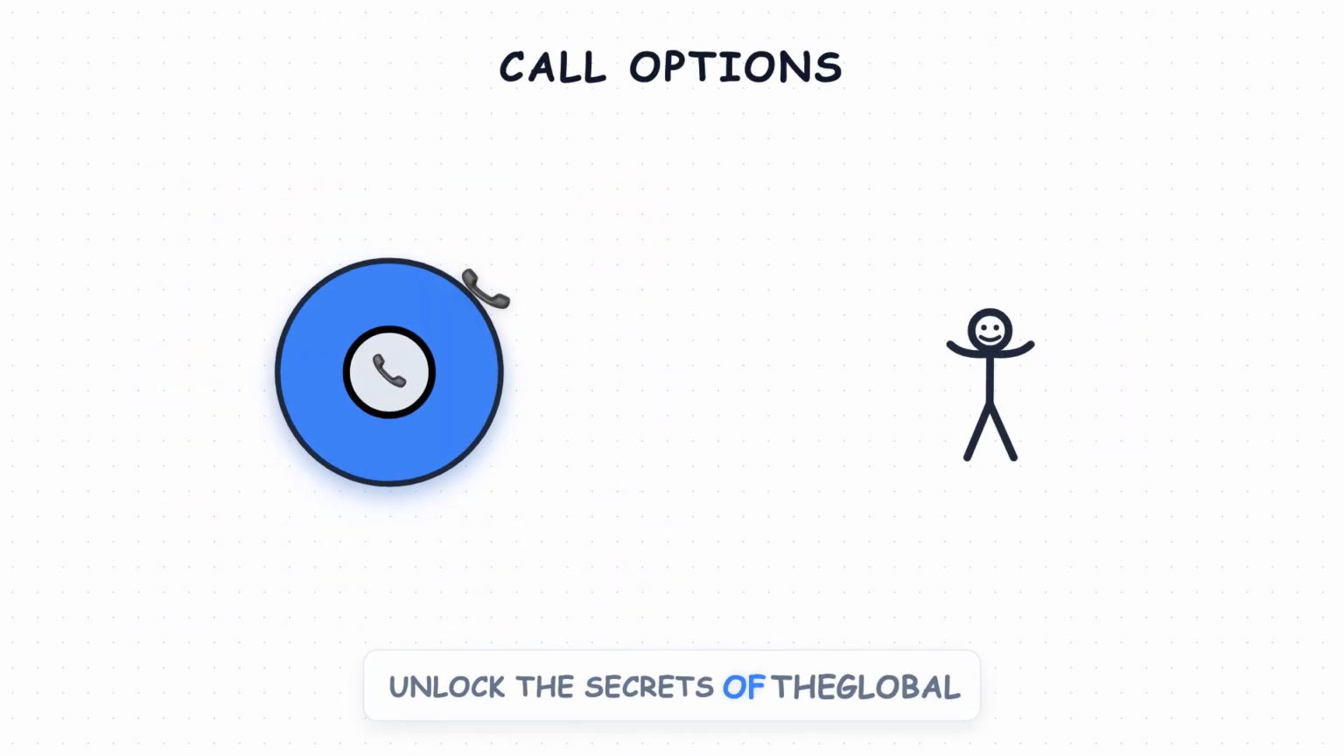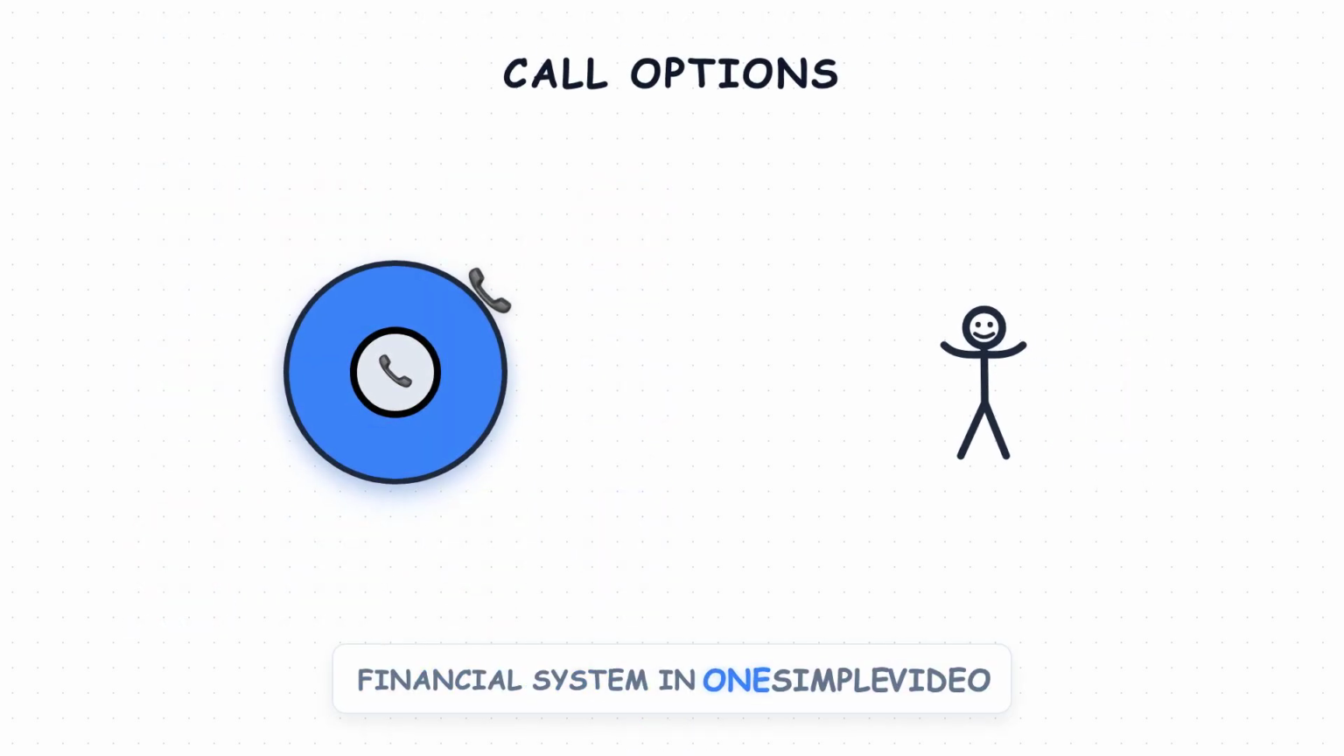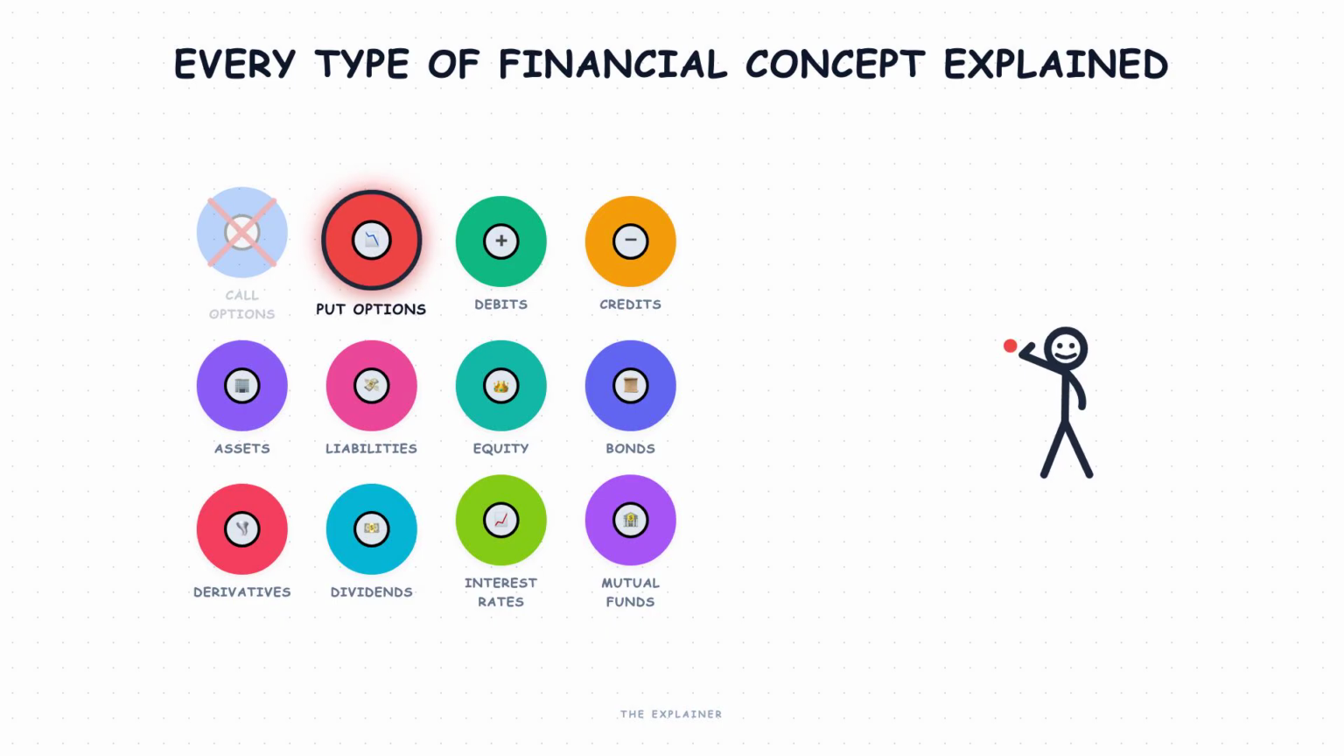Unlock the secrets of the global financial system in one simple video. We break down the 12 core concepts of modern finance, accounting, and market trading, starting with the most powerful investment tools in the stock market. From option strategies to ledger bookkeeping, this comprehensive guide simplifies complex ideas to help you master your wealth, secure your financial freedom, build generational wealth, and grow your net worth.